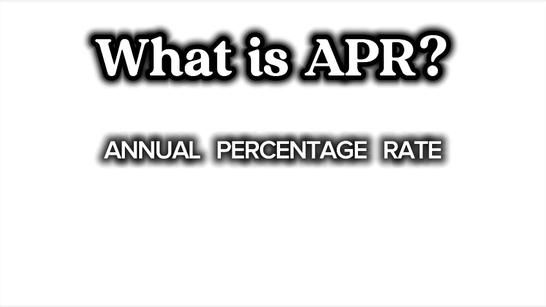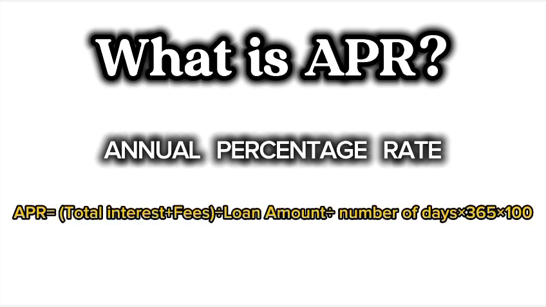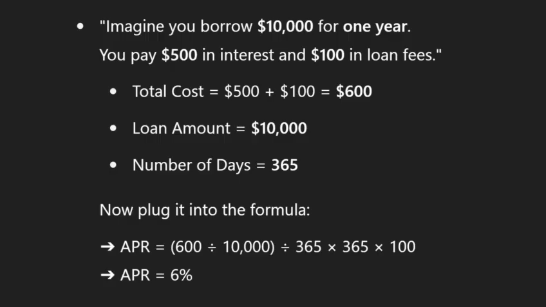Now the basic APR formula is: APR is equal to total interest plus fees, divided by loan amount, and divided by number of days, into 365, into 100. It may sound complicated, but let's break it down. Just imagine you borrow $10,000 for 1 year. Now you pay $500 in interest and $100 in loan fees.